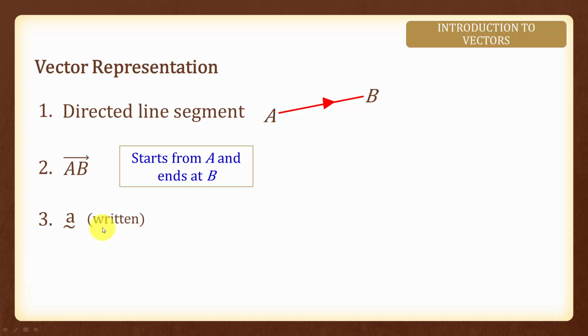When we write a vector, we can also write it as a lowercase letter with a wavy line below. For the typed version, it will be a bold lowercase a. Finally, we can also represent a vector using a column vector (x, y).